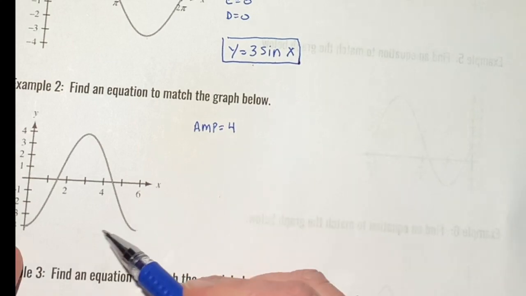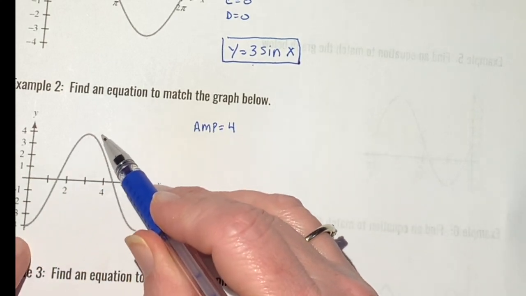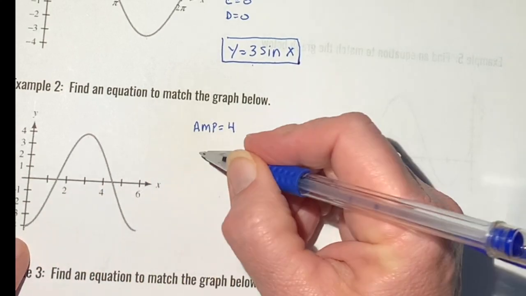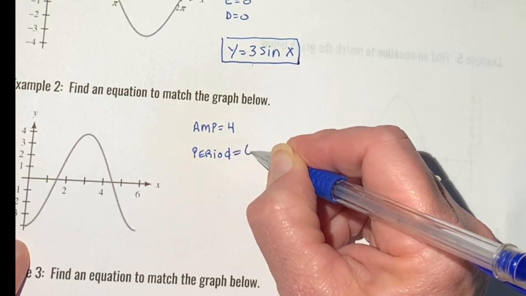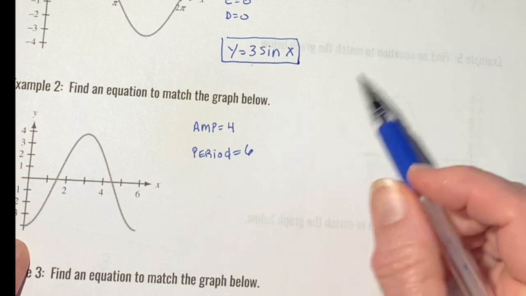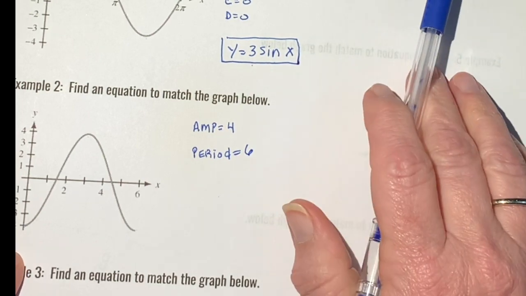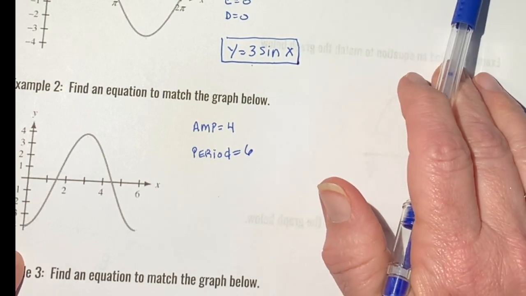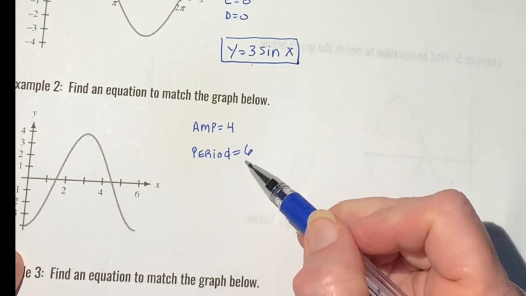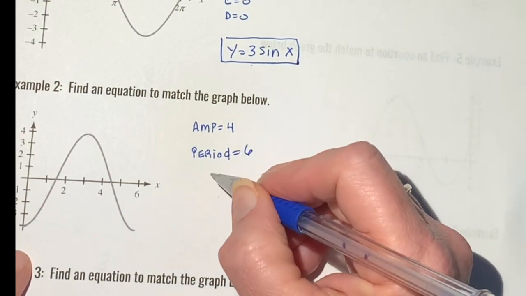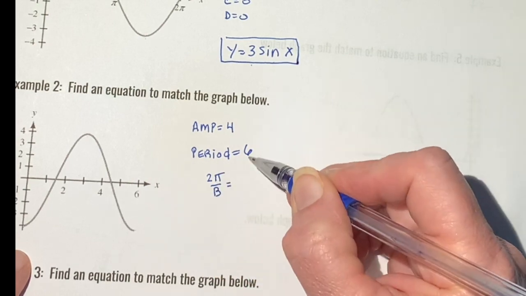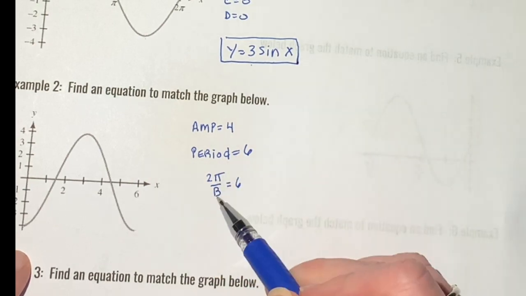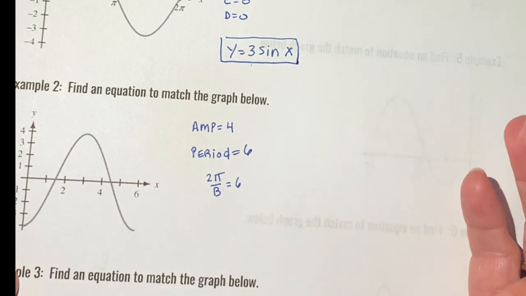Let's look at the period. The period of this graph, it completes the full cycle in 6 radians. So the period is equal to 6. Now, in order to write the equation, remember, I need to know the value of b and the value of c. Well, with the period being 6, remember that 2 pi divided by b equals the period, which is 6. So if I could solve that, I'll know what b is.